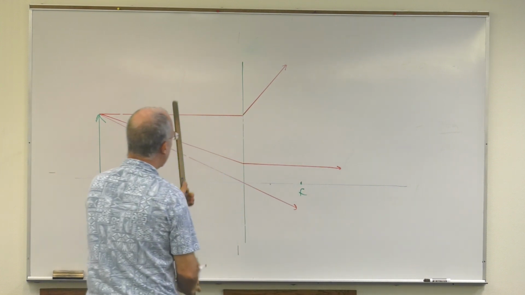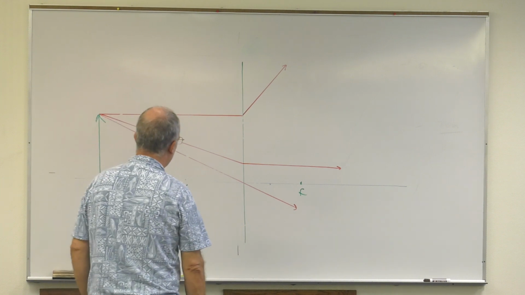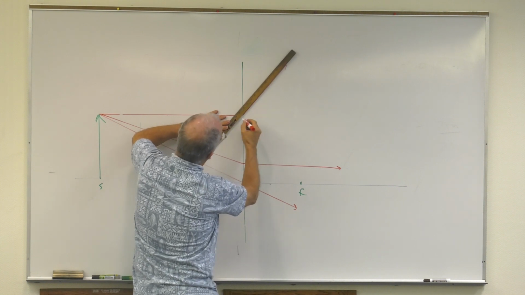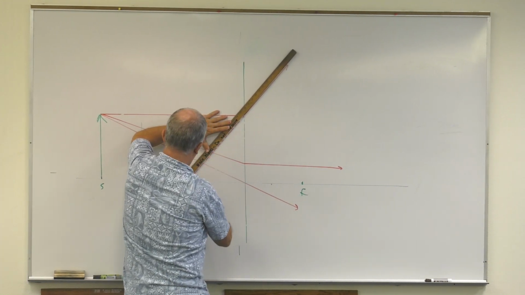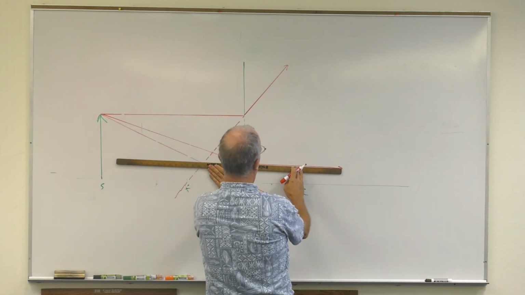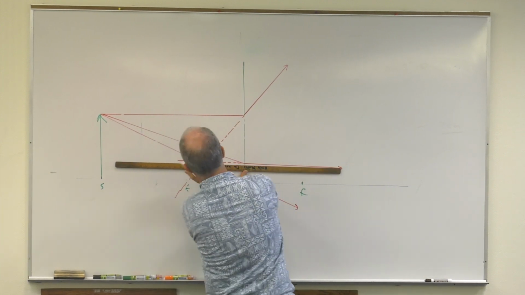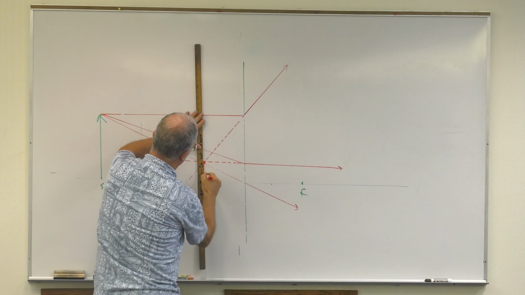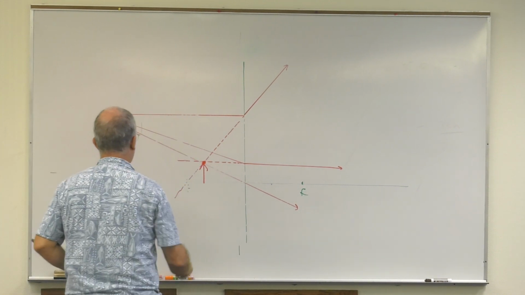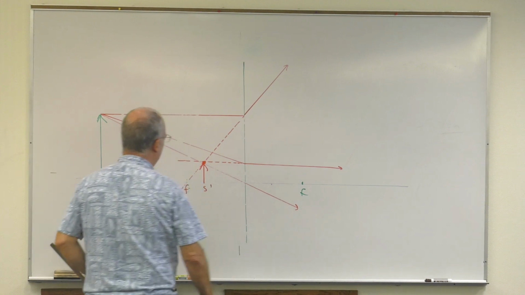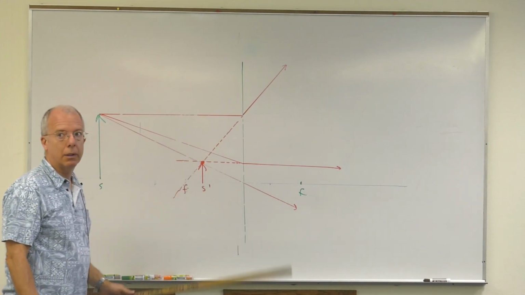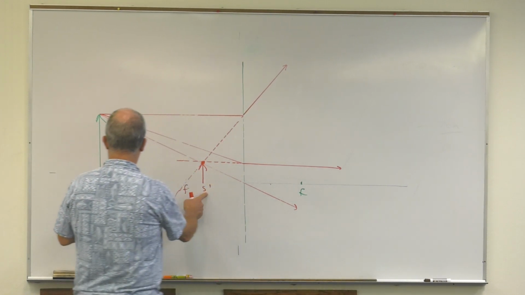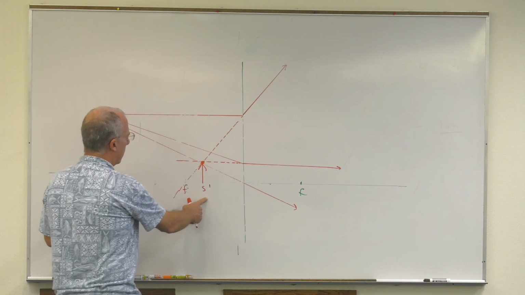Okay, so you have these three outgoing rays. So what are you going to do? You're going to backtrack. So you backtrack this guy, backtrack this guy, and this one you don't really need to do. So where they intersect, somewhere right there. So there you go. Okay, so real or virtual? It's virtual, because the object and image are on the same side. So it's virtual.